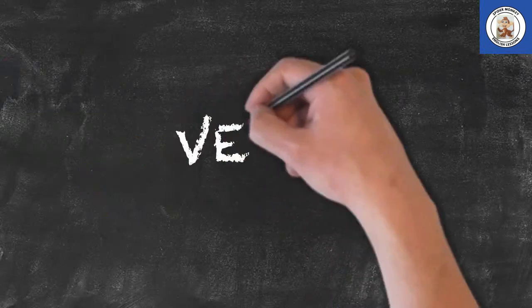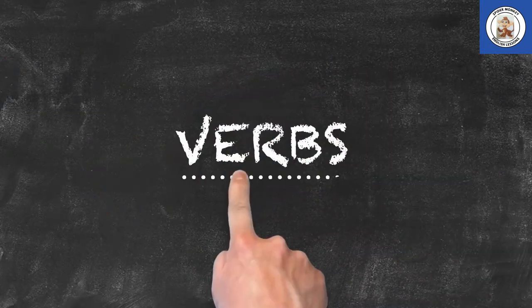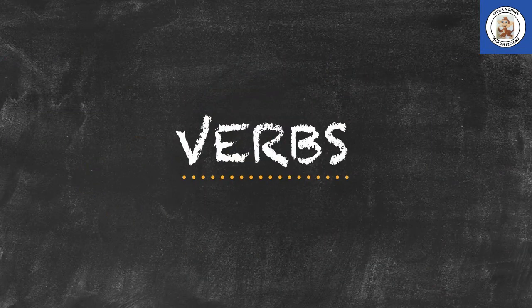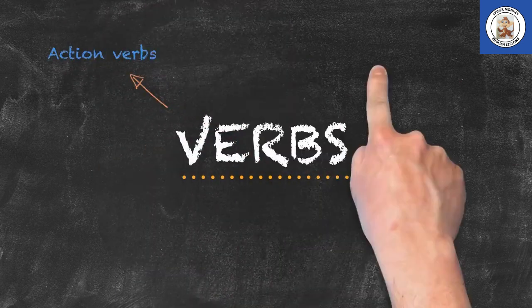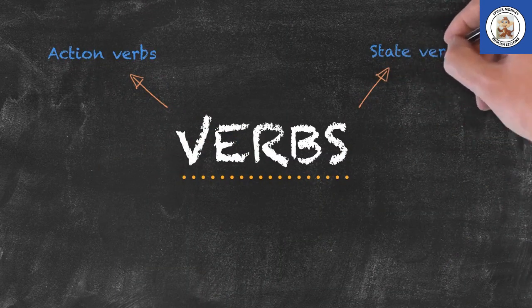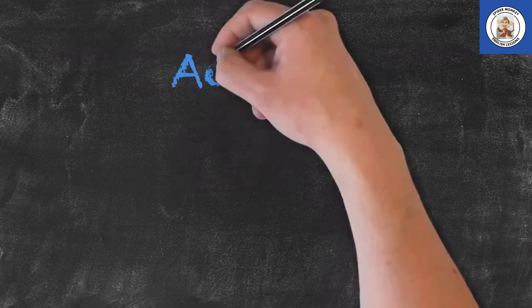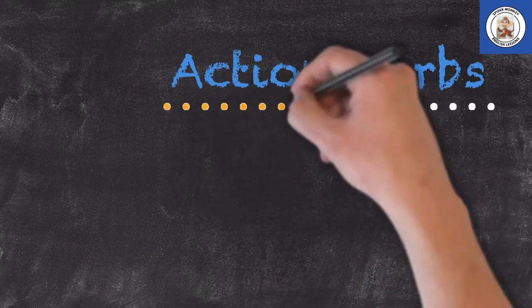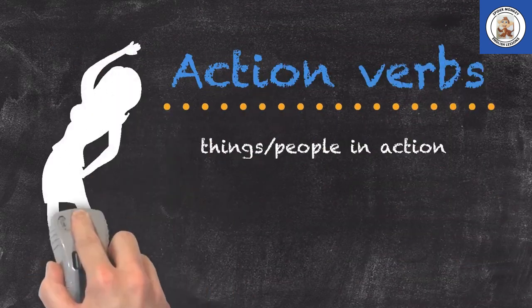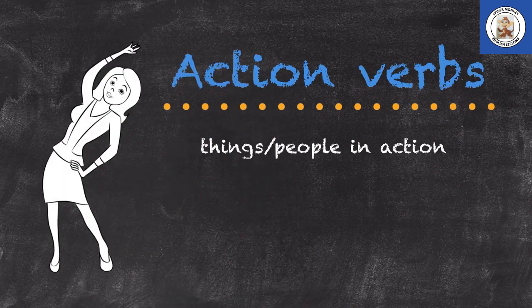Of parts of speech, we have our verbs. The first big difference between verbs that we need to look at is whether it's an action verb or a state verb. Our action verbs, as the name suggests, means that we typically can see these things in action. We can see people working, and we certainly see people going to various places.